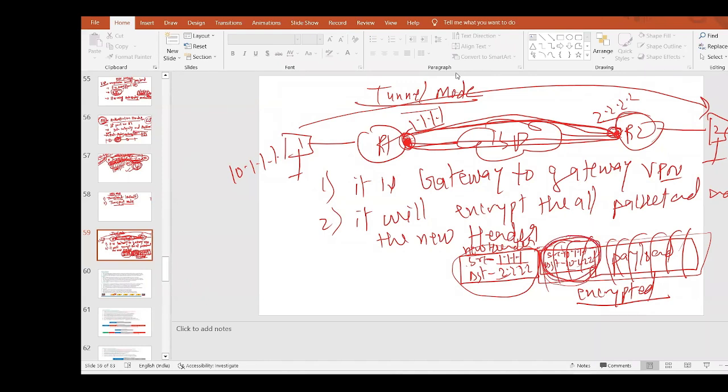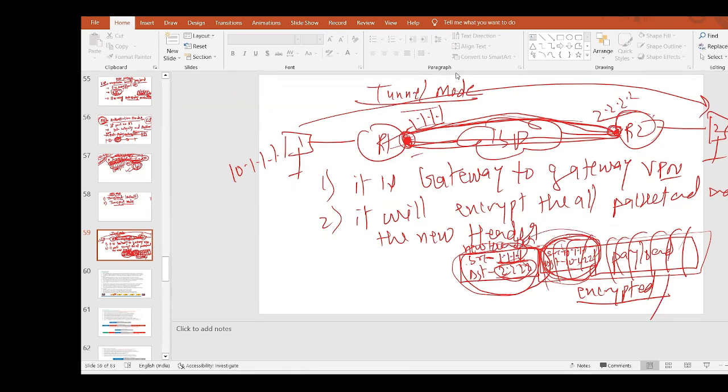Only they know the new header added: the source IP is the public IP of the R1 router and the destination IP is that of R2. That's why the VPN is called gateway to gateway, because the source and destination IP are only known to both routers. When this packet reaches R2, what will R2 do? It will decrypt this packet.